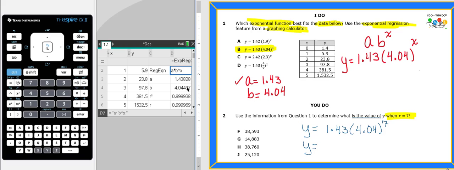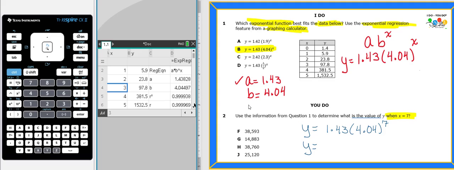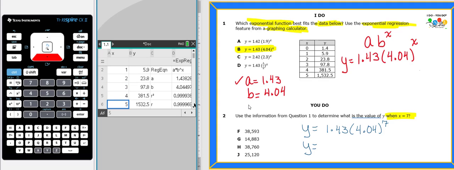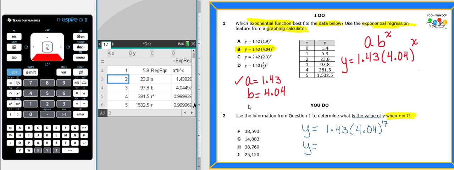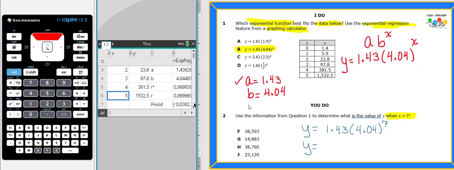Now, there's a couple of things we can do, right? We can go to the table, which is already there for us. So I can go to the table here. And we have the X values here, right? So what I can do is I can go down to 7. And if I don't have it, notice how I only have up to 5, right? Okay, so that's okay. We can either use the regular calculator for this one. We can write it in the equation form. It's up to you, right?